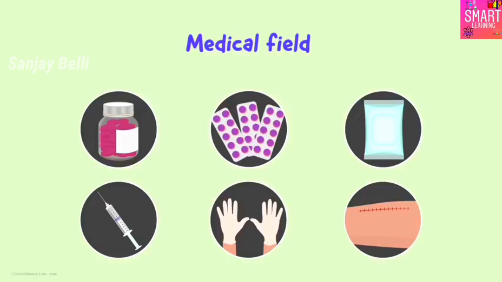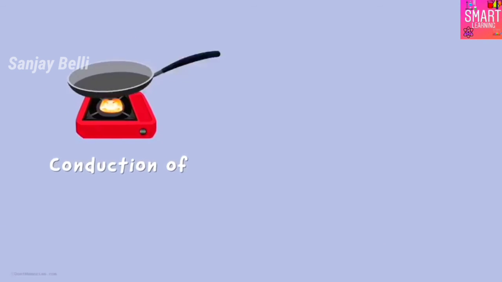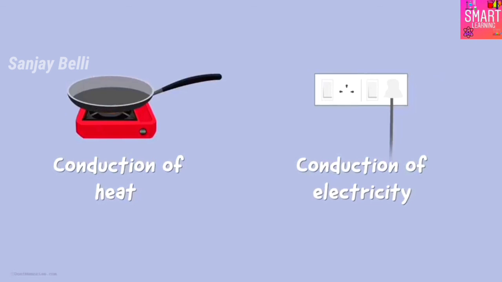This was the short summary about the non-reactive property of plastics. Do you remember the next property? Yes, it was the conduction of heat and electricity. Let's discuss this property in detail in the next video.